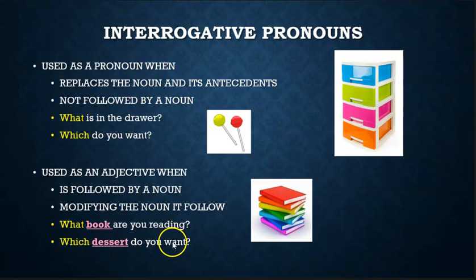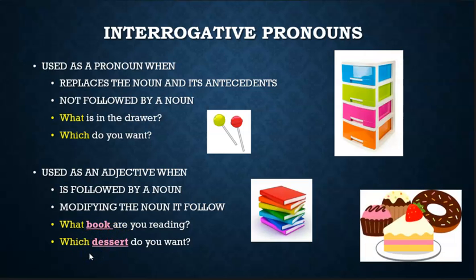Which dessert do you want? Same idea. You want which dessert? Dessert's the direct object. Which is acting as an adjective, modifying dessert. So right now we're working with pronouns. So if you're being asked to write a sentence using an interrogative pronoun, make sure you're writing it this way, right, with no noun following it, versus this way, in which case it would be an adjective.